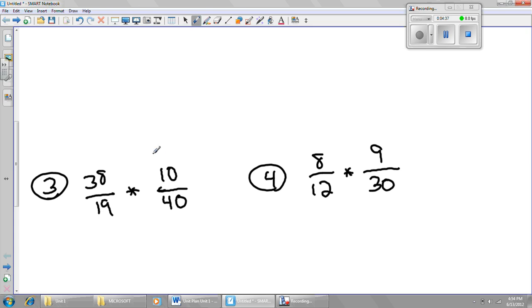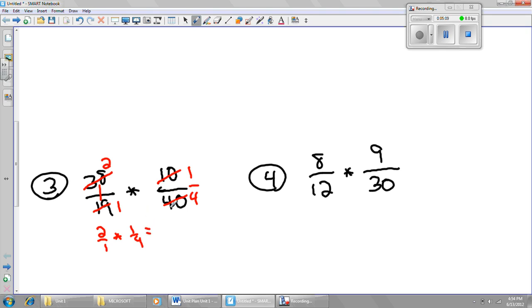So I'm going to go ahead and say, well, divide both the numerator and the denominator by 10, and I'm going to get 1/4. And then over here, 19 goes into both. So I'm going to divide that by 19 to get 2, that by 19 to get 1. And so now I have the problem 2/1 times 1/4.